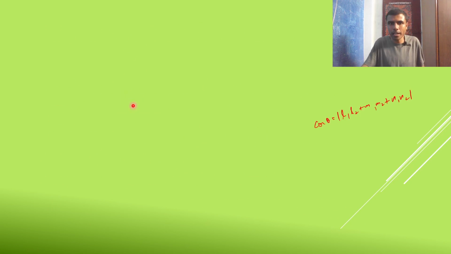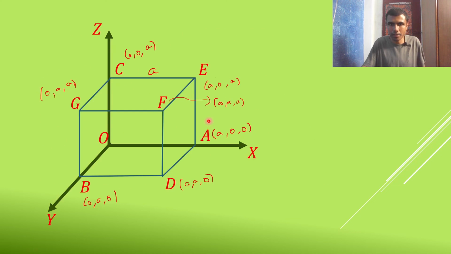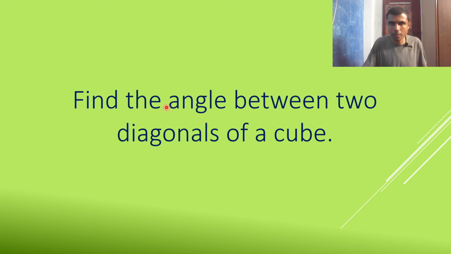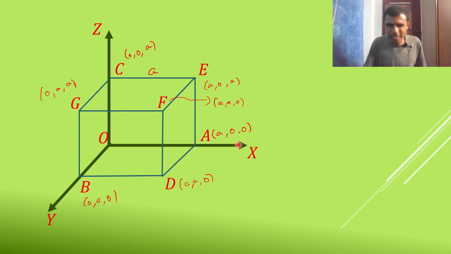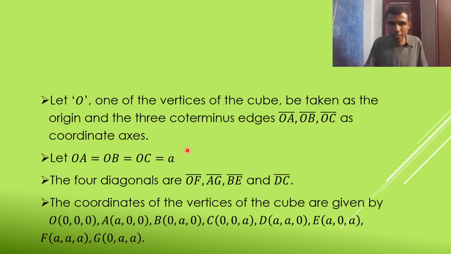I need to find out what the question was. Sorry, I went back some slides. Yes, we need to find the angle between two diagonals of a cube. In the textbook, they took the two diagonals as OF and AG, so let me do the same. I'm going to find the angle between diagonal OF and diagonal AG.